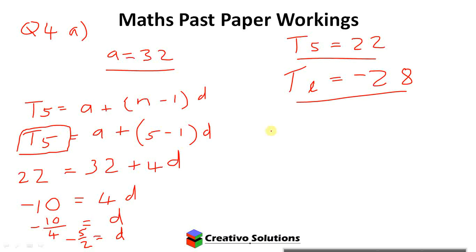Okay, I see here this one they rounded off to 1 decimal in the previous question. Okay, so that's the d.